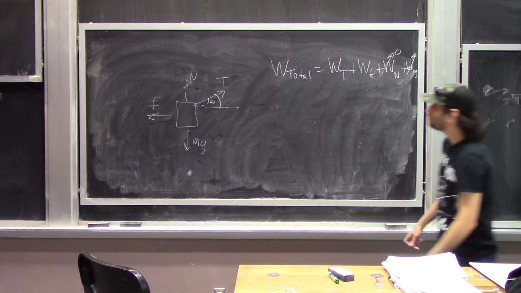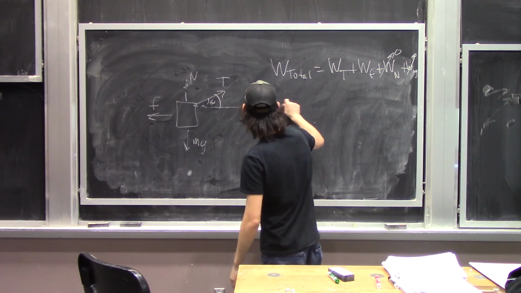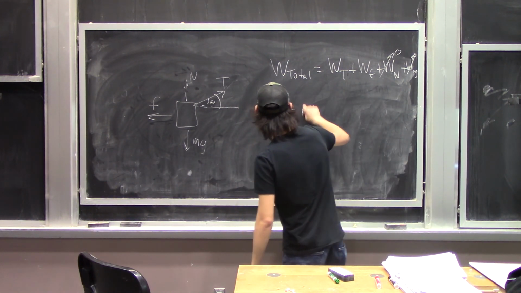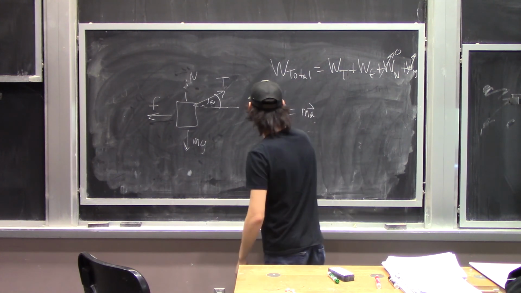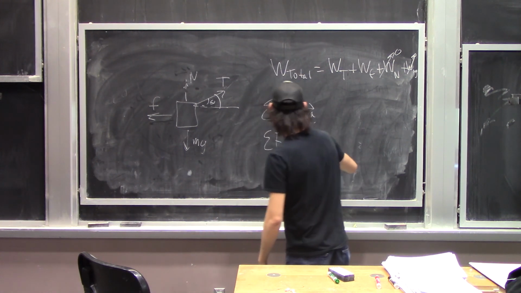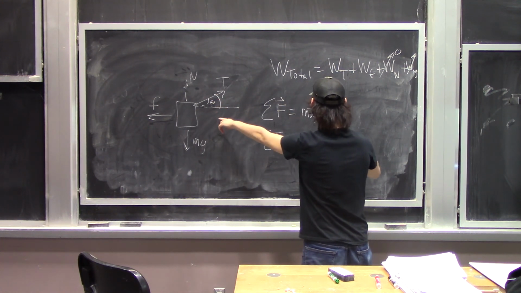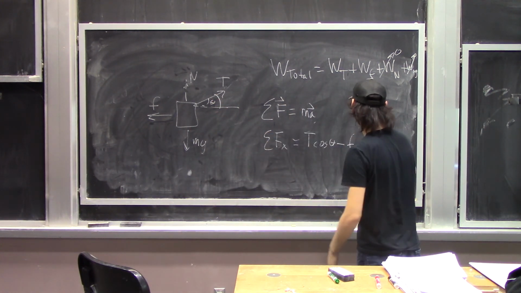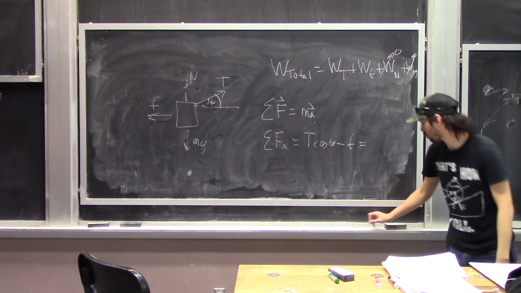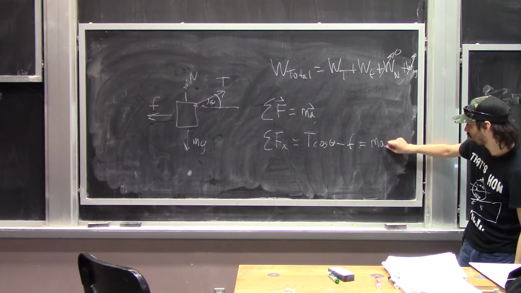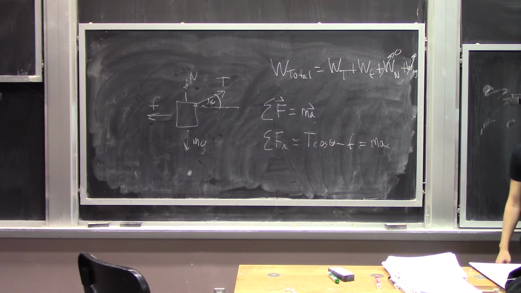But what we can do is we can apply Newton's second law. So we could say that the sum of the forces is equal to the mass times acceleration. Sum of forces in x is going to be equal to, in this case, tension times the cosine of theta minus the force of friction. And this is going to be equal to something very specific. I mean, in general, it's equal to the mass times acceleration.